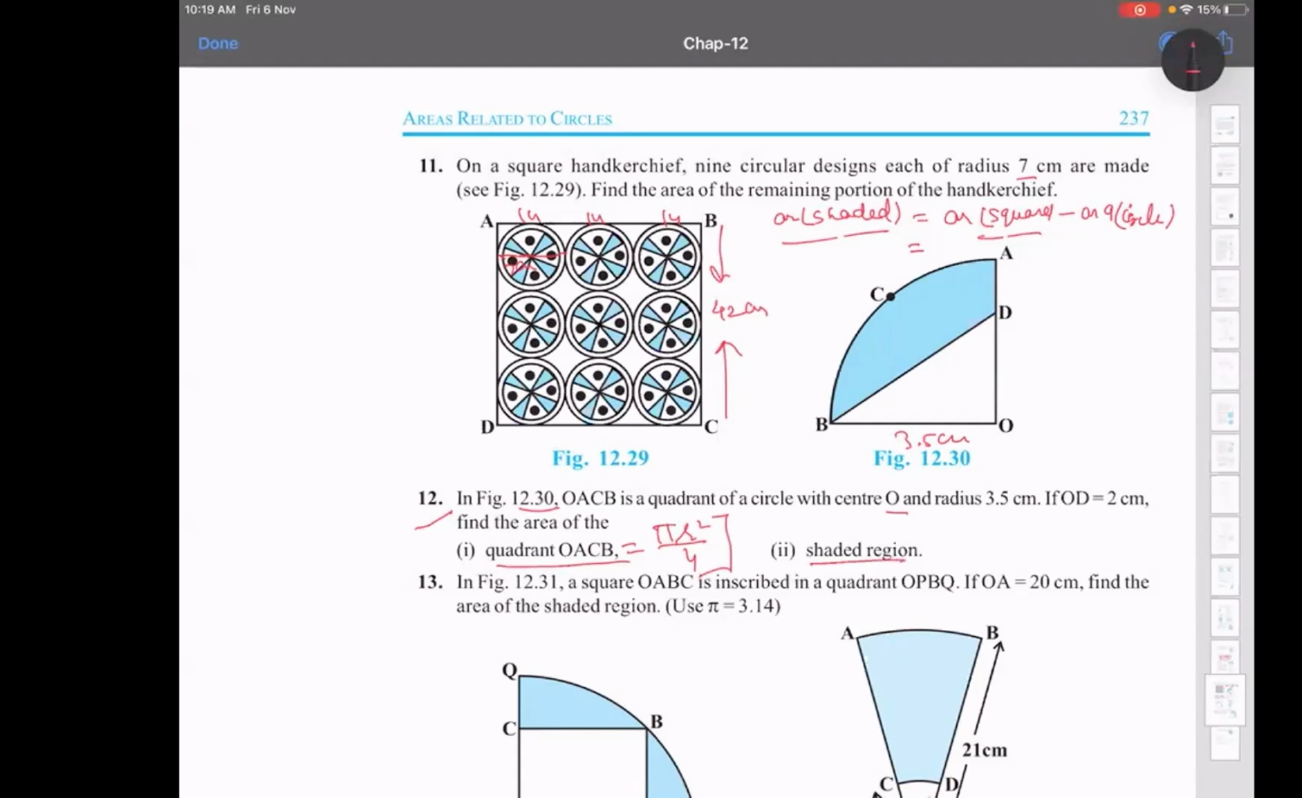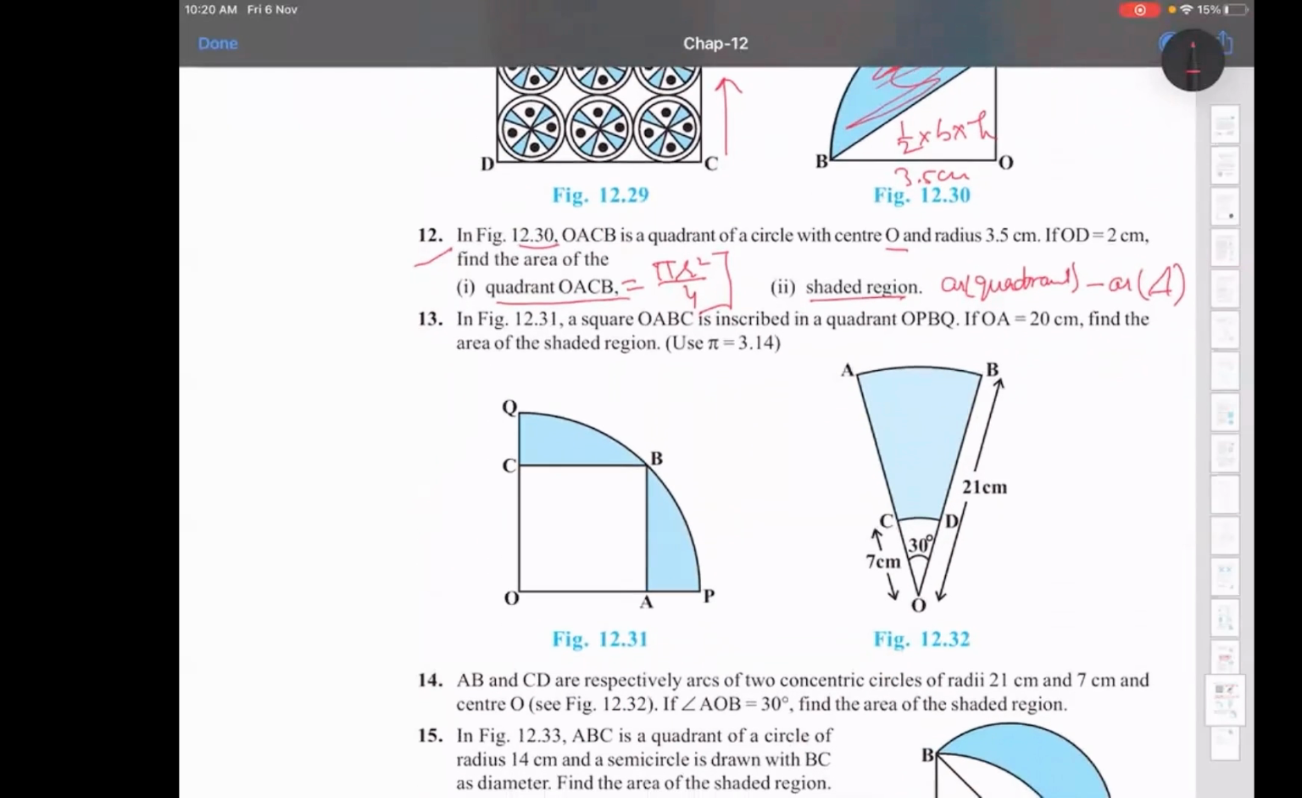Now we need to find the area of this shaded region. Area of quadrant minus area of triangle. This is a right angle triangle, 1 upon 2 into base into height. You can find it very easily. You have found the area of the quadrant; subtract the area of the triangle from it, then you will get the area of this shaded region. You all are able to find it? Yes, ma'am.